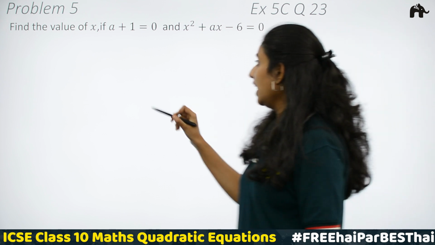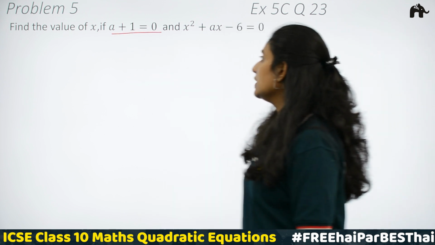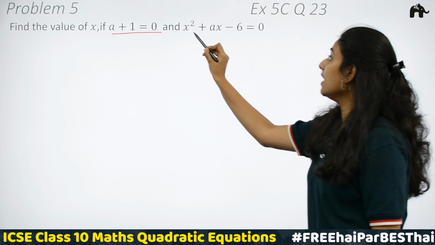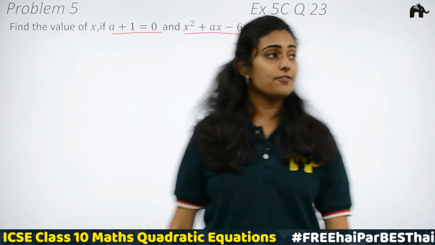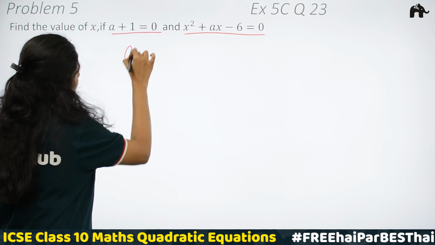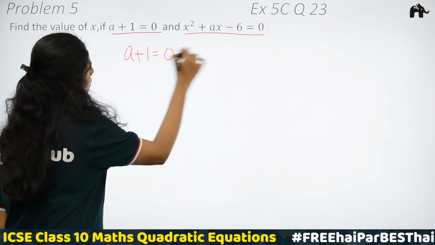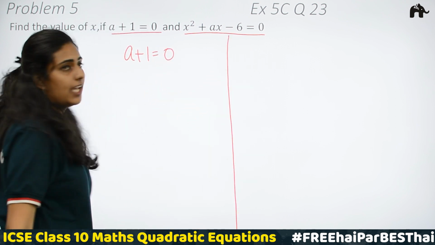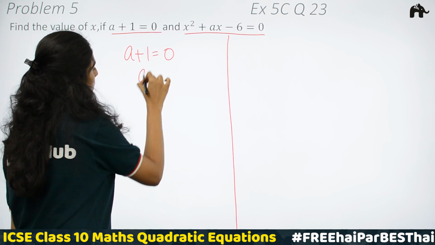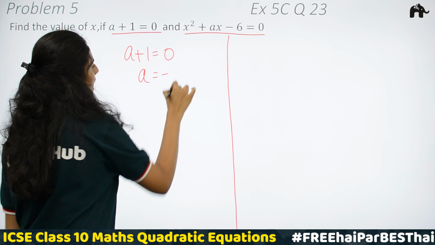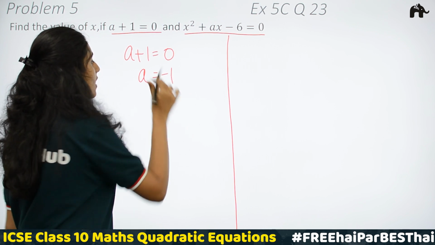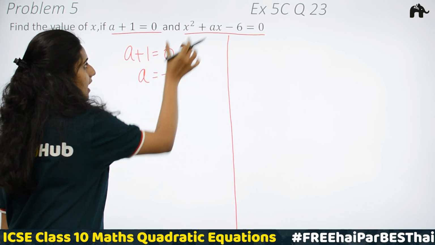Find the value of x if a plus 1 is equal to 0 and x square plus ax minus 6 is equal to 0. From the given a plus 1 is equal to 0, we can find the value of a. What is a? A will be equal to, taking this plus 1 to the opposite side, becomes minus 1. A is equal to minus 1.